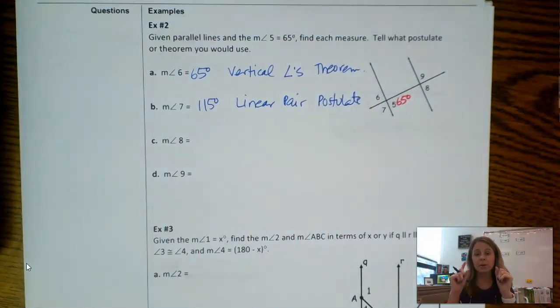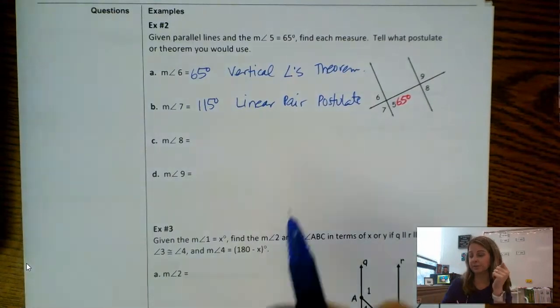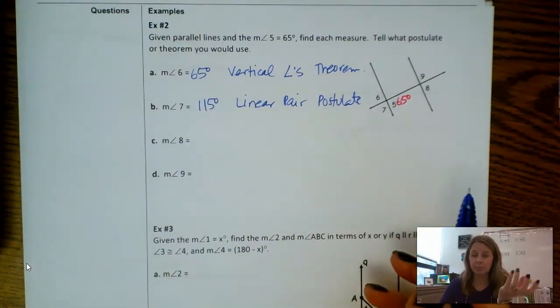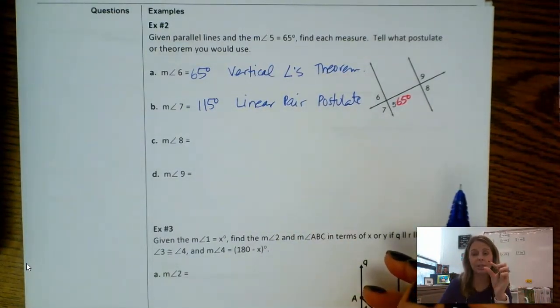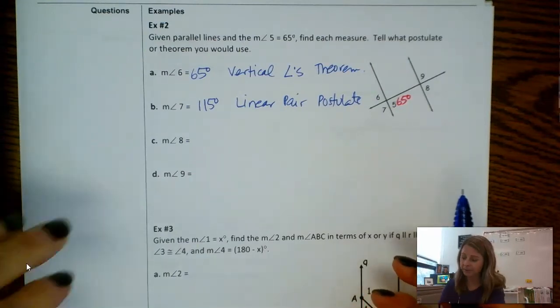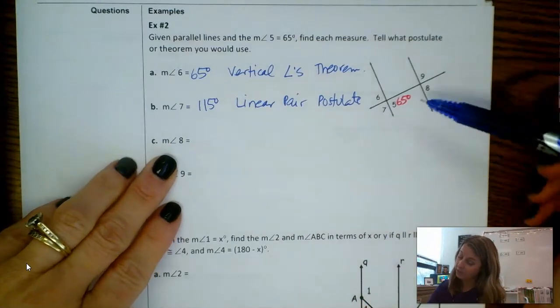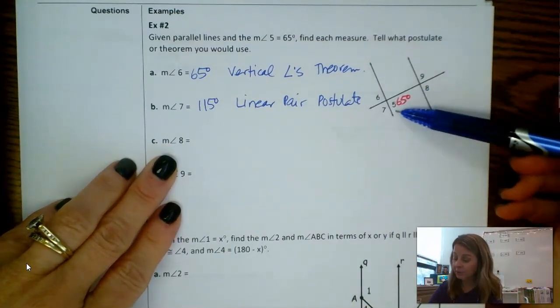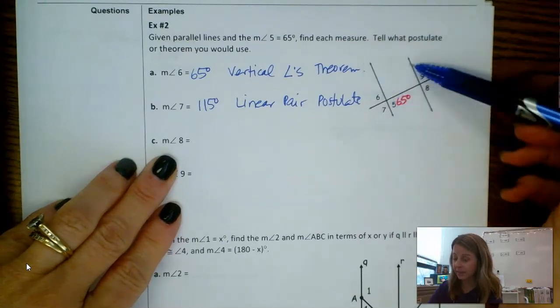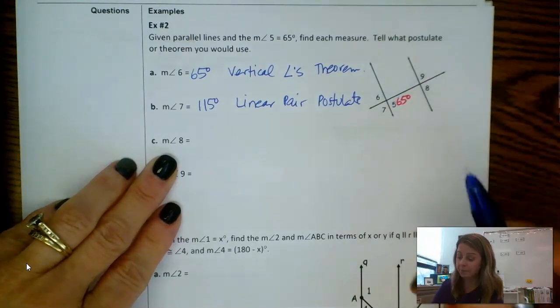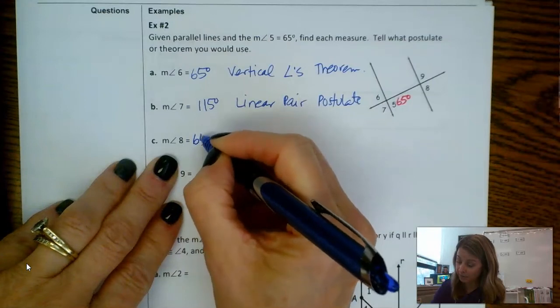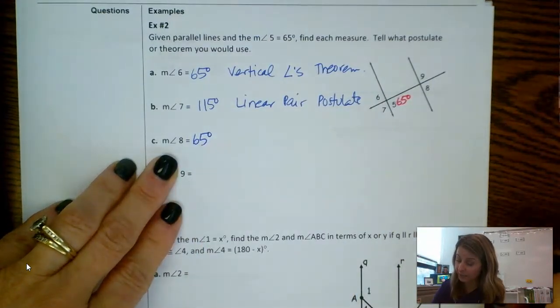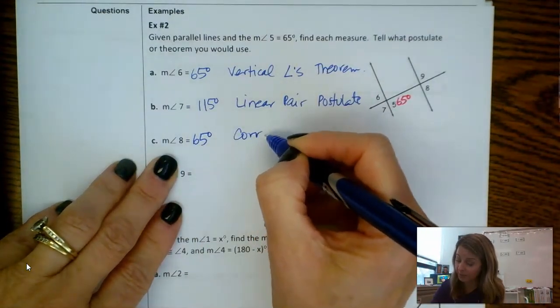Now, if you confuse theorem and postulate, if you would have said linear pair theorem, that would be fine. I'm not going to get hung up on that particular word, but attaching that word is what gives it the value. Okay, 8. So if I go back to my 65, 8 and 5 are corresponding angles, and since the lines are parallel, the corresponding angles postulate says that they're equal. So 8 is 65 degrees as well, and this is the corresponding.